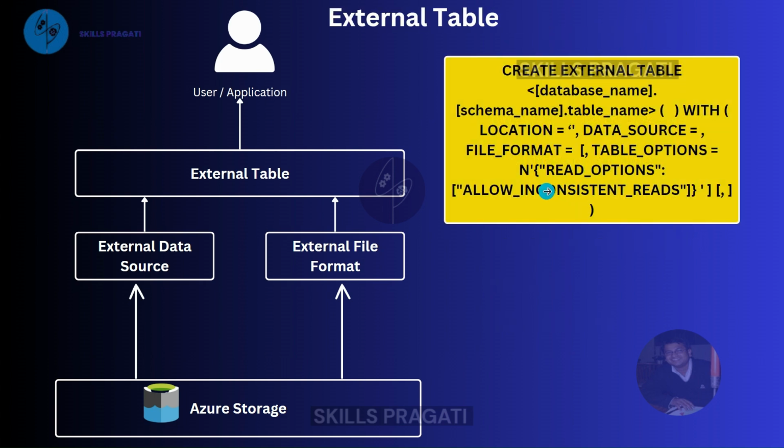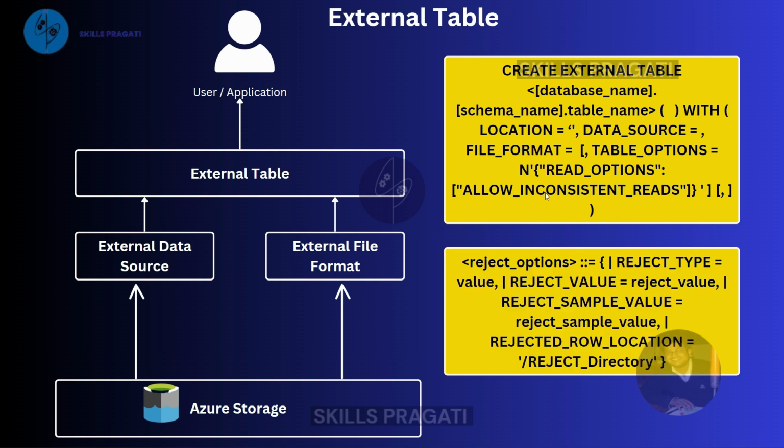Here's the SQL command template for creating the external table. You need to provide a unique name for the table. You can specify the database and the schema names. Database name is optional. If your current database is the one you create the table in, you specify the schema name if you want to create the table in a specific schema, or otherwise you just need to specify the table name. As we said, it takes arguments such as column details, location, data source, file format, read options, and reject options.